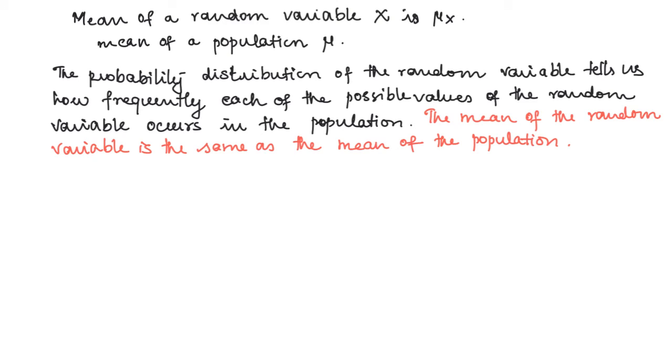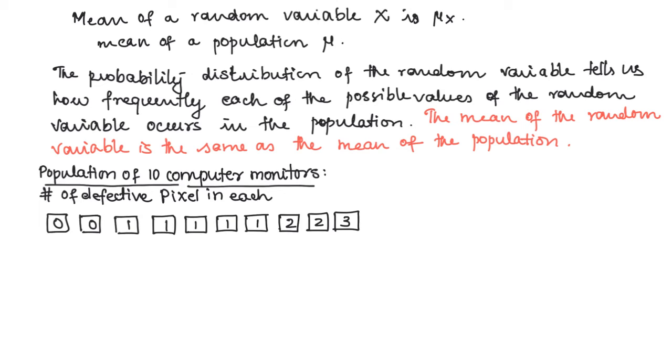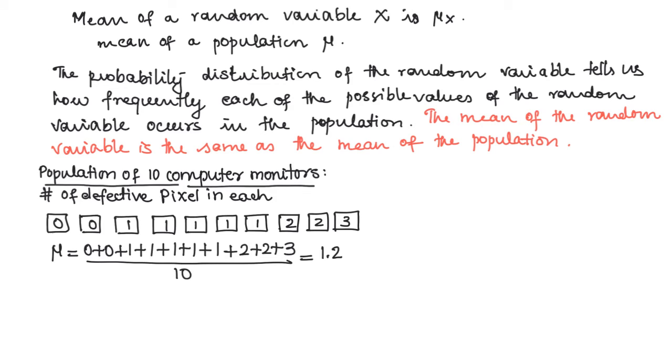Imagine that we had a population of 10 computer monitors and each monitor is labeled with the number of defective pixels it has. Now find the mean of this population. If we sample a monitor from this population, the probability that it will have 0 defective pixels is 0.2, because 2 computers have 0 defective pixels, so 2 divided by 10. That's how we are getting 0.2. The probability that we will have 1 defective pixel is 0.5, and so forth.